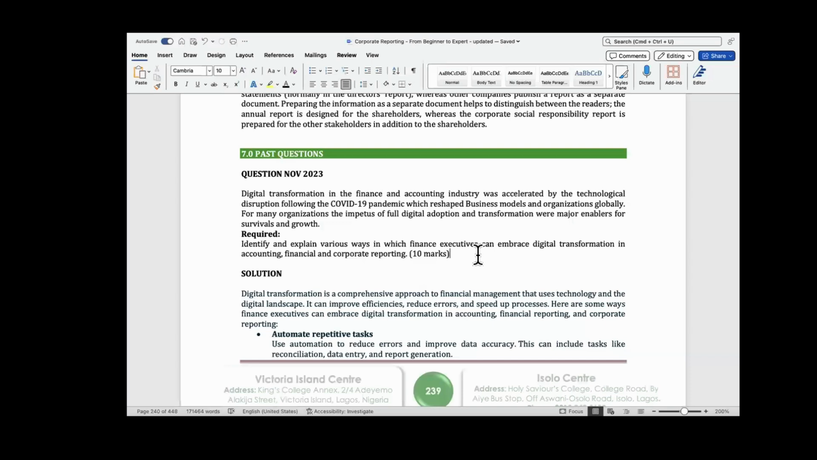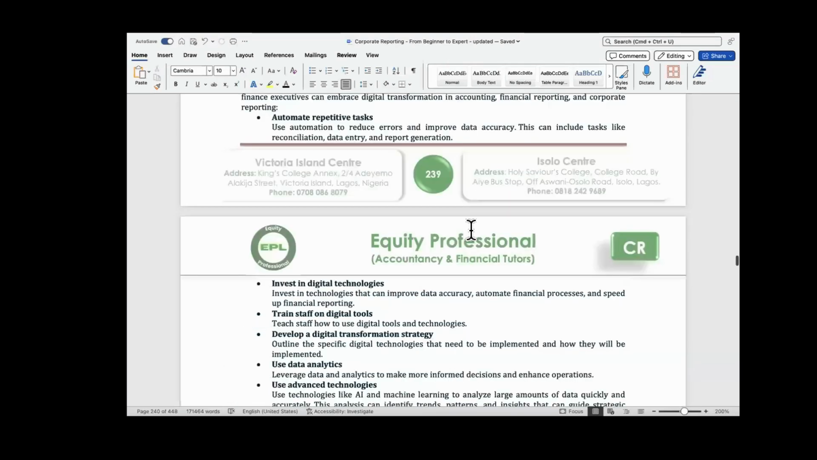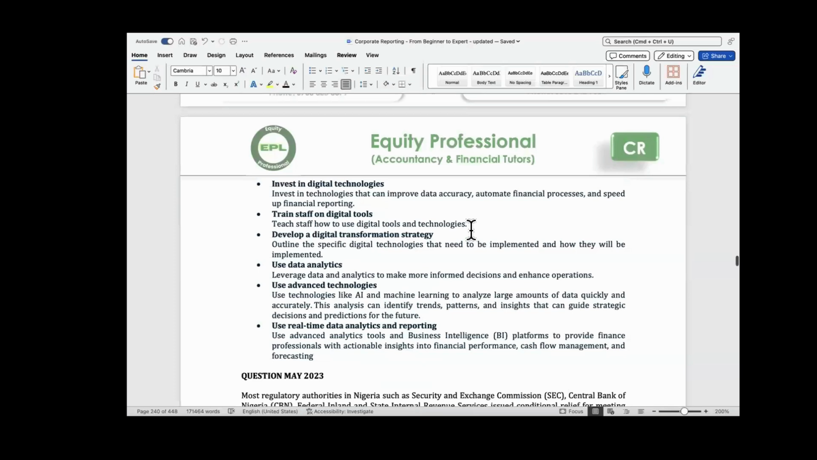You can use invoicing software. There are a lot of ways you can write reports very fast without having to spend so much time on it, using digital tools. These are ways organizations can adopt digital transformation in this age and time of artificial intelligence. So you might find them asking you something around how AI can improve the CFO's activities.